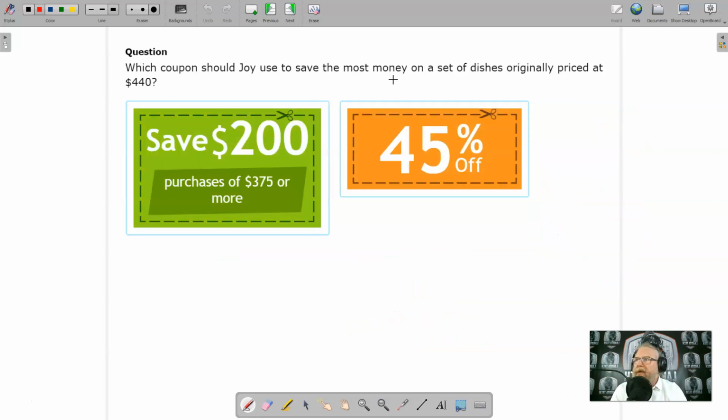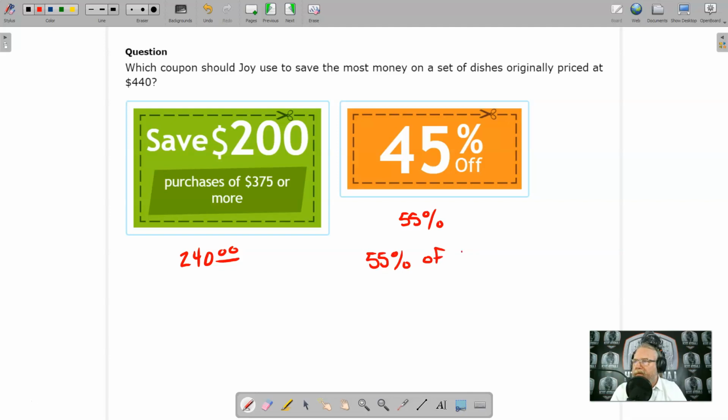Which coupon should Joe use to save the most money on a set of dishes originally priced at $440? Wow, those are some expensive dishes. He could save $200, which would be $440 minus $200. It's going to be $240. So if he goes this route, he's going to pay $240. Now, 45% off. That means he's going to pay, what, 55%, right? So we want to know 55% of 440.